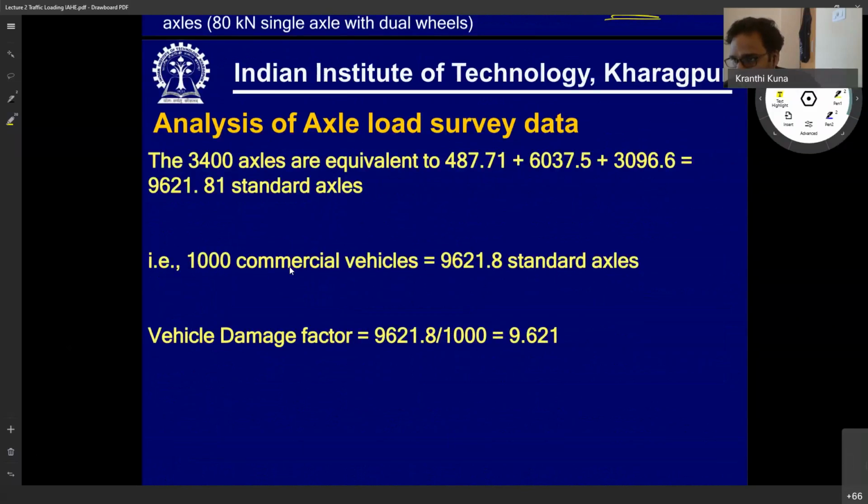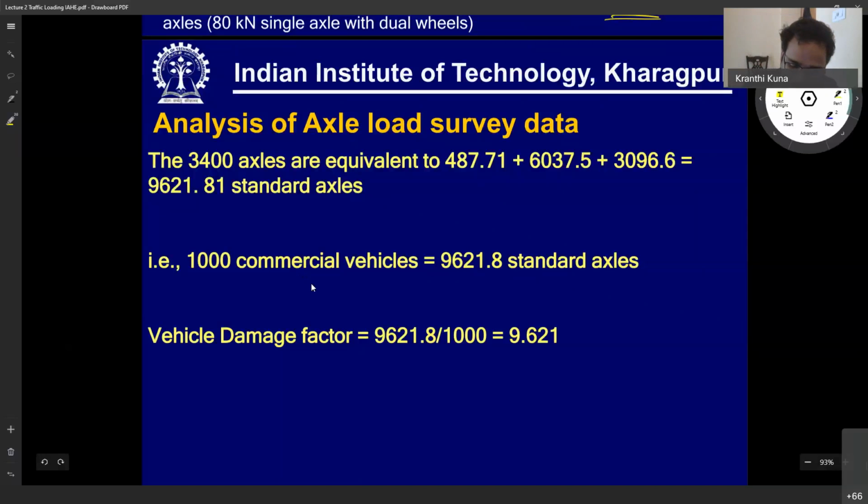For each vehicle, you have to either determine the vehicle damage factor or the axle load factor. Basically, what people do is, instead of finding out the axle load factor, they categorize each axle load survey into vehicle groups, and for each vehicle they determine the vehicle damage factor. I'll show you those calculations either later today or tomorrow, but the concept is the same.